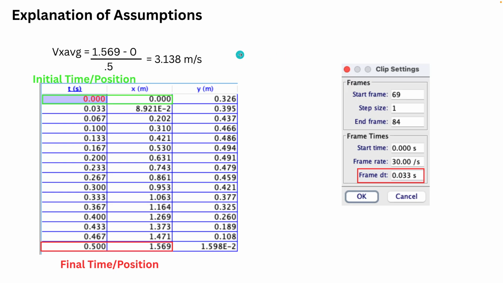Explanation of assumptions: I found the average x velocity by taking the final position minus the initial position and dividing it by the difference in time. That's how we got that. And there you can see the frame difference, or the difference in frame, from the clip settings in Tracker.